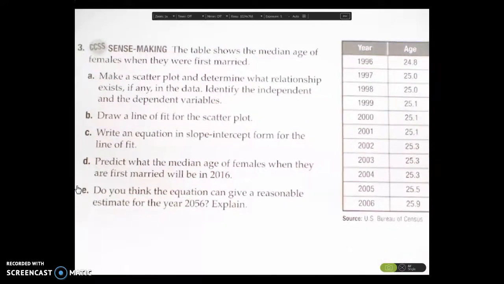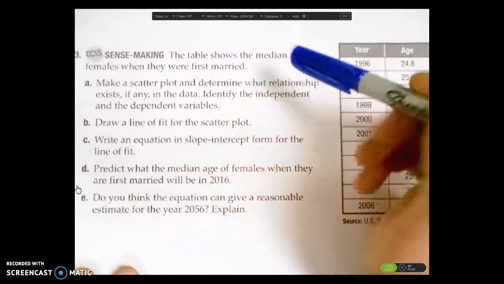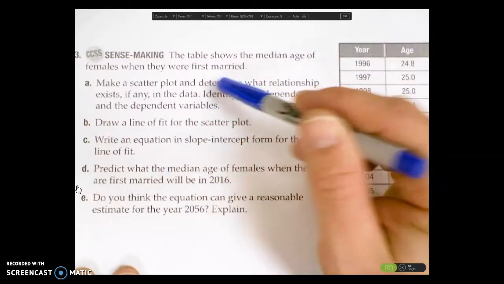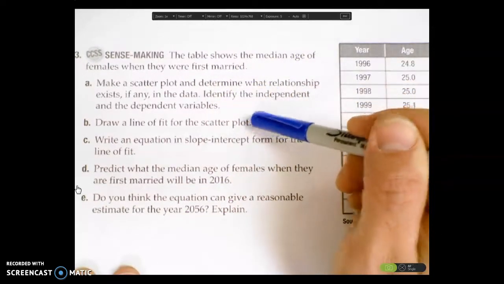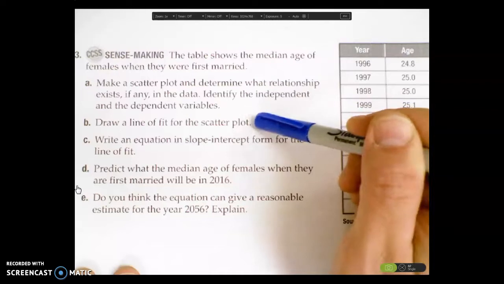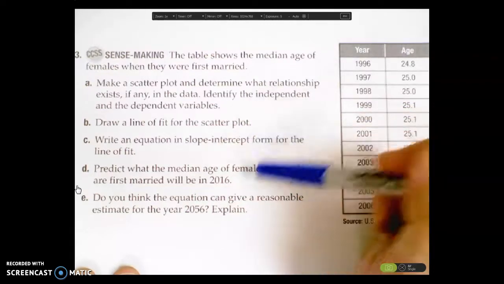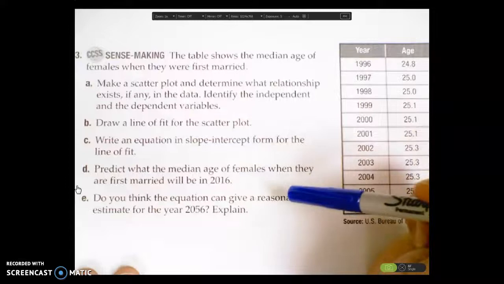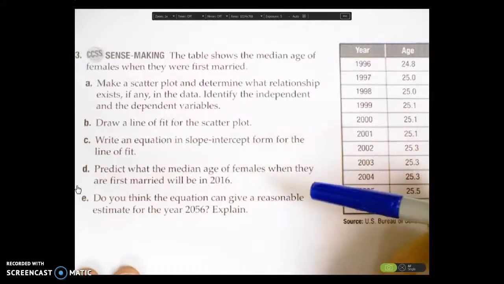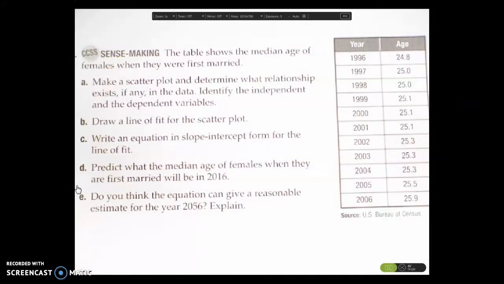So here's this problem. We're going to make a scatter plot. We're going to determine if there's any correlation. We're going to draw our line of best fit, so everybody's might be a little different. We're going to write an equation. We're going to make a prediction, and I guess we're going to make another prediction, right? So let's get started.